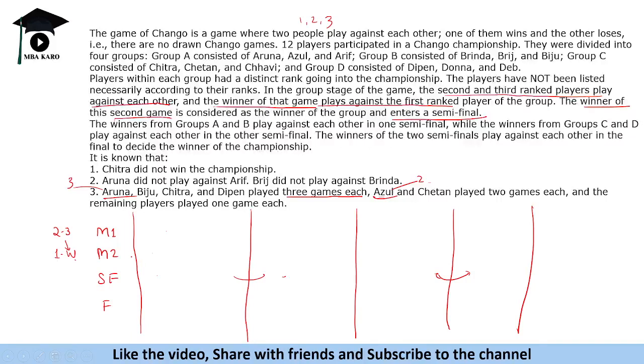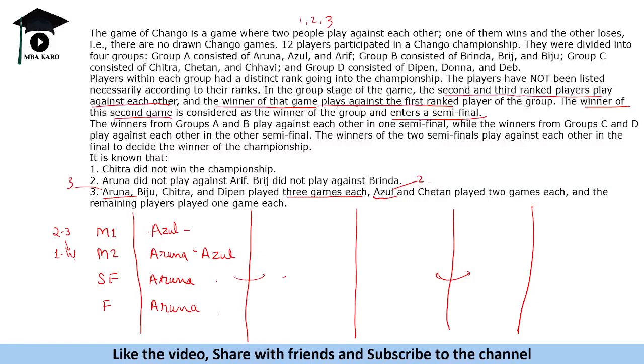So we were talking that there were two possibilities. Either Aruna plays 1, 2, 3, or Aruna plays this. So that will be the second case. So if we see this is Aruna. Okay. Now, how is it with Azul? Now, Azul has to play 2 games. Azul cannot play in these 2 matches because semi-finalists and finalists has to be one. Okay. Now, this means Azul played these 2 games.